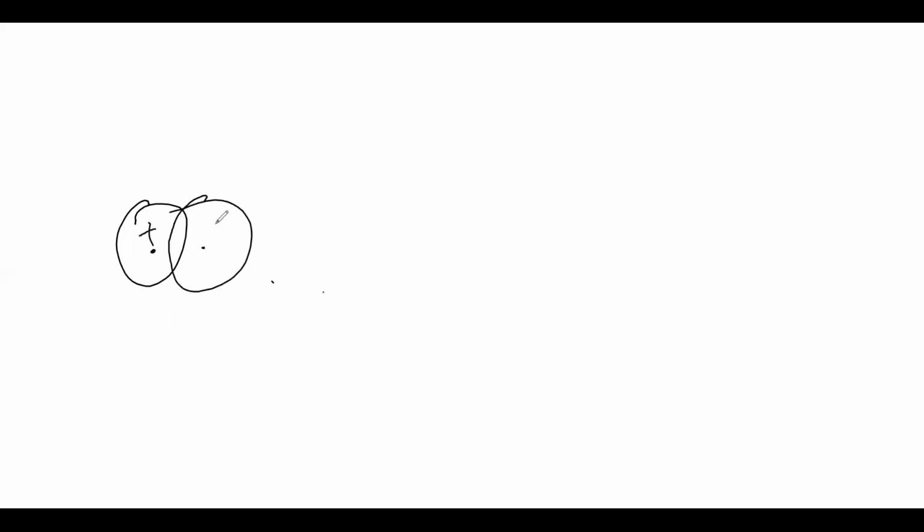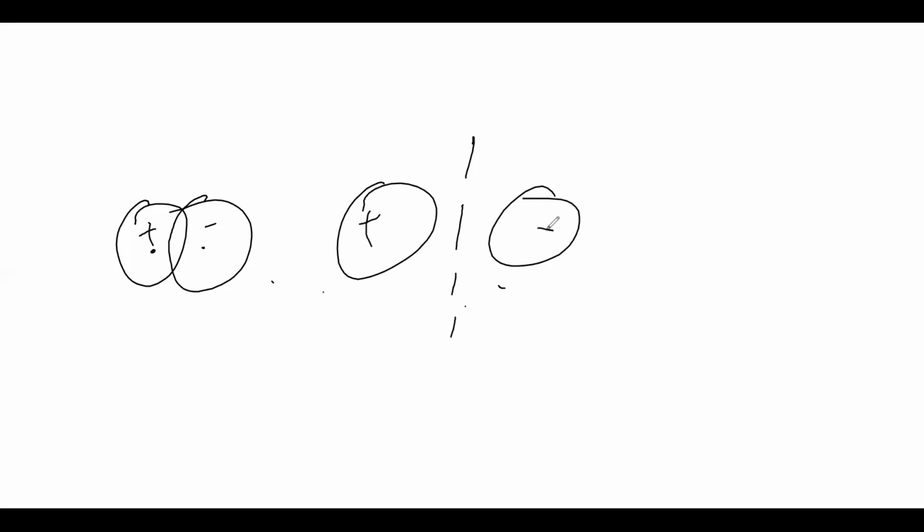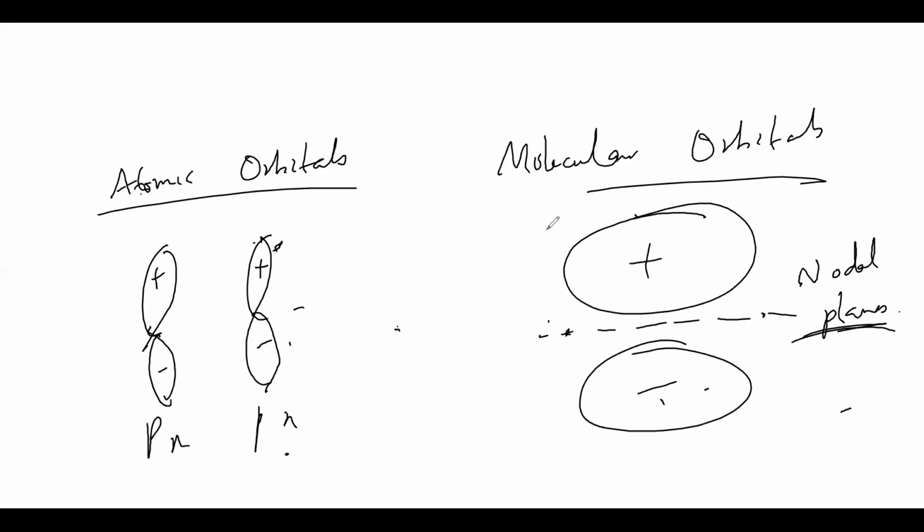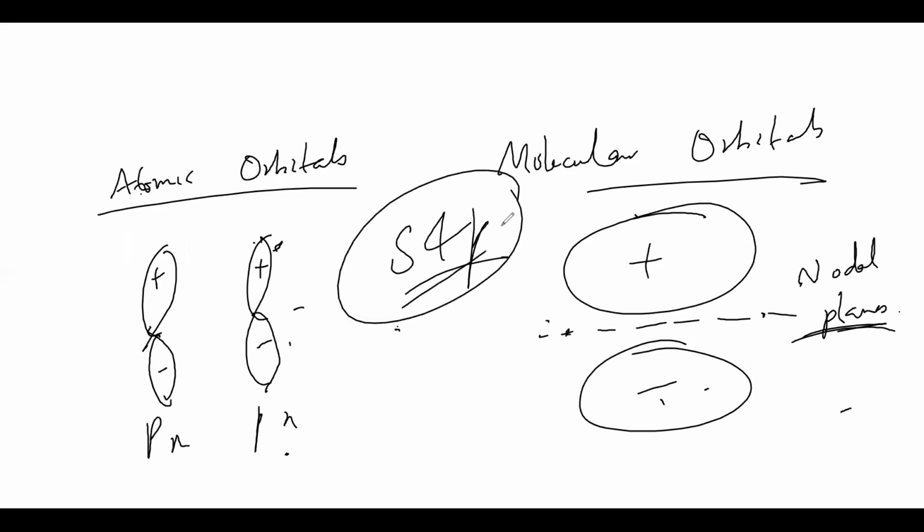So this is a plus charge, this is a minus charge. If I'm drawing the nodal plane for this, I'll just separate it and draw a dotted line. That's it. Plus and minus. So for S and P, the nodal plane will always be 1 because only one line will be there to separate.